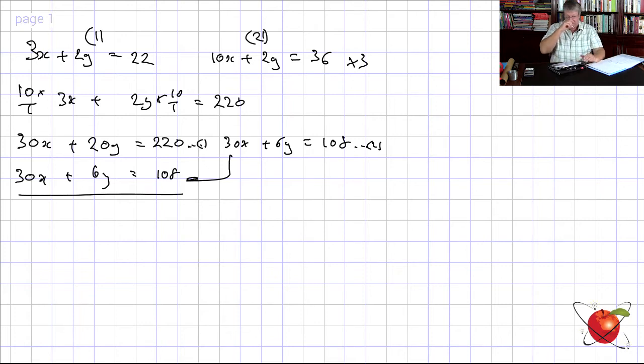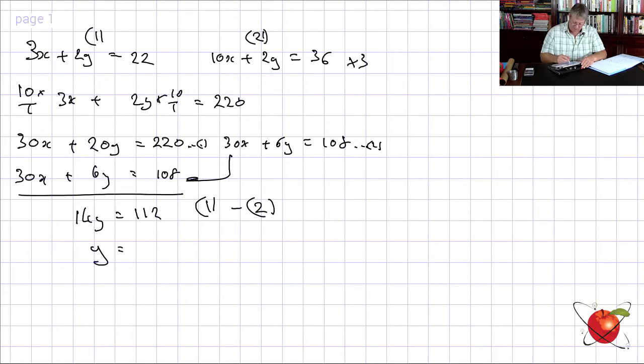And I draw a line, and then I say, what am I going to do with these? Well, in this case, I'm going to subtract the x's. So I'm going to say equation 1 minus equation 2. And the x goes, and I end up with 14y equal to 220 minus 108, which is 112. Therefore, y is going to be equal to 8.